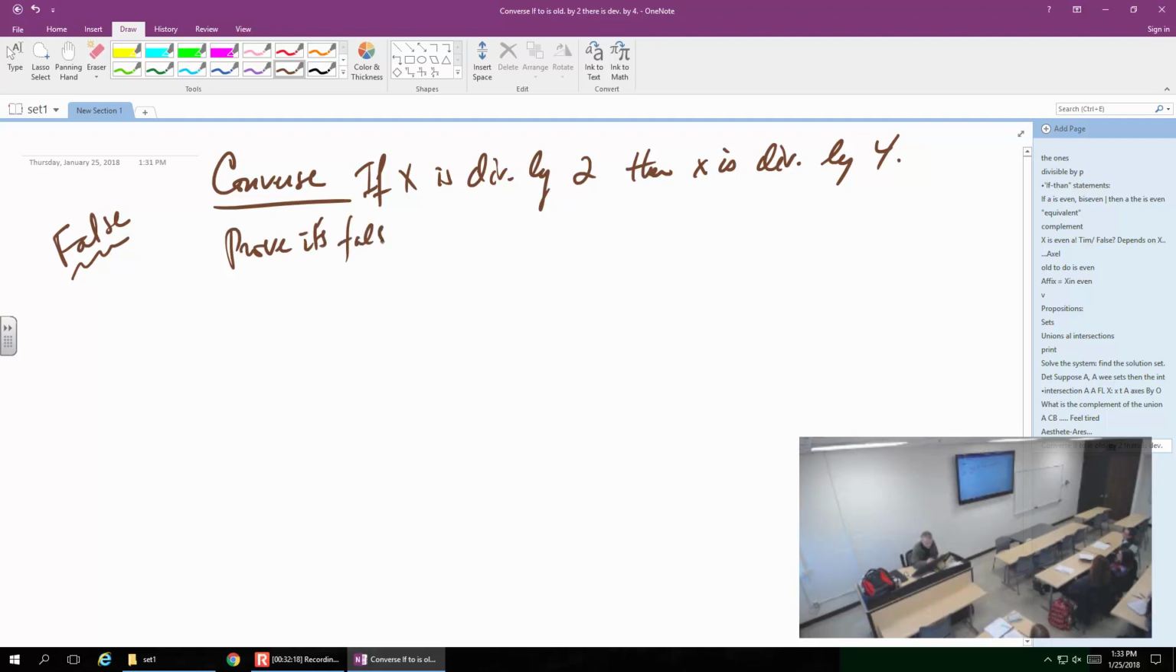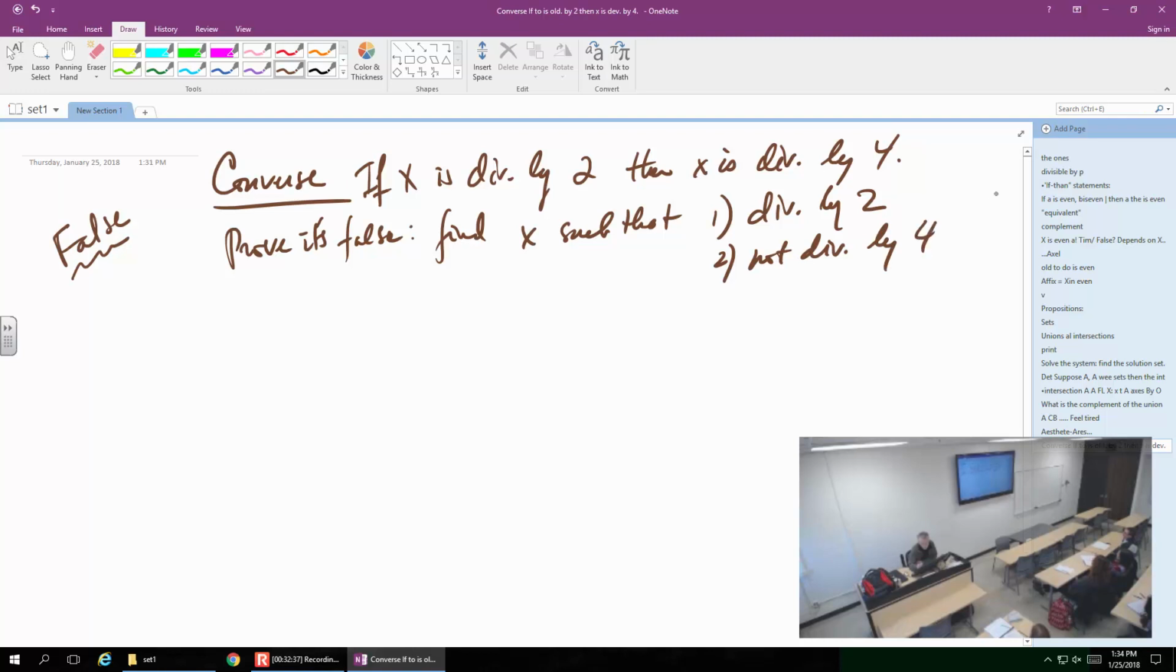How? Find x such that the assumption condition is satisfied, but not the conclusion: x is divisible by 2, not divisible by 4. Find not just x, but one. All you need to find is one single value of x, and the proof is done. 2. 2 is good. So it is called a counterexample.